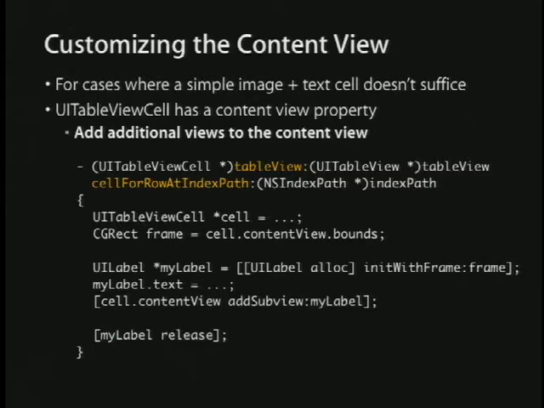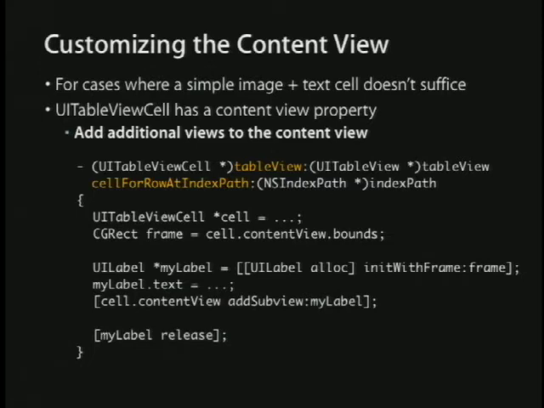So we're going to allocate a new UILabel, initWithFrame. In this case, frame is going to be the content view bounds, so it's going to fill up the entirety of the content view. And we'll set its text. We'll get cell.contentView, which is this view that we're going to customize, and add the label as a subview of that. Generally, you don't want to add subviews to the table view cell itself. You want to add them to its content view.